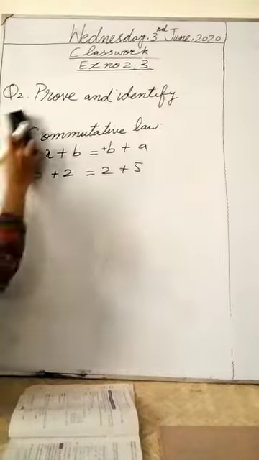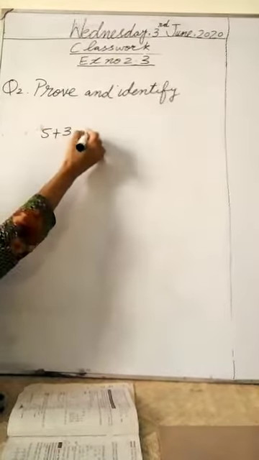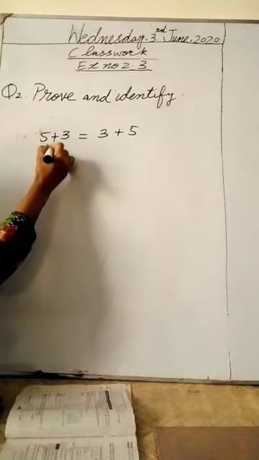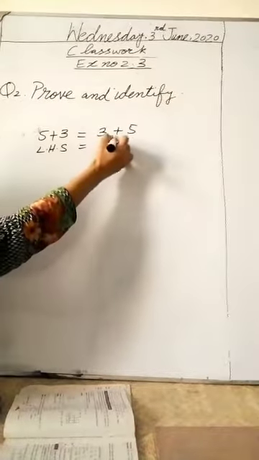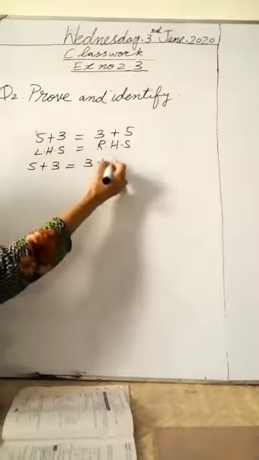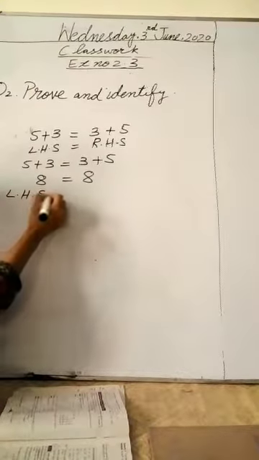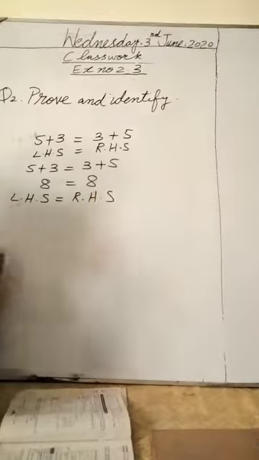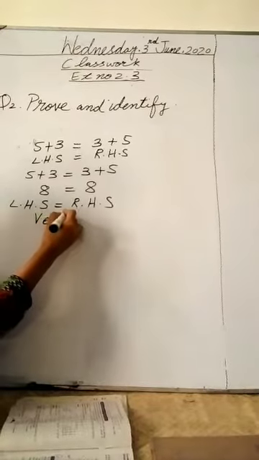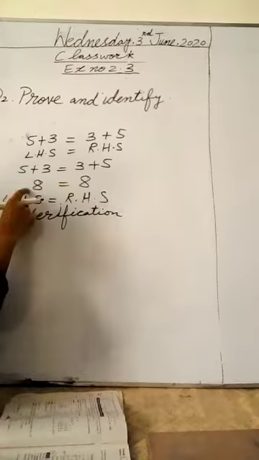Now I am solving the question. Next question is 5 plus 3 equals 3 plus 5. This is your left hand side and this is your right hand side. 5 plus 3 equals 3 plus 5. 8 equals 8. If your left hand side equals right hand side, it means your answer is right. And this kind of question is related to verification. Verification means proved. The answer is proved.